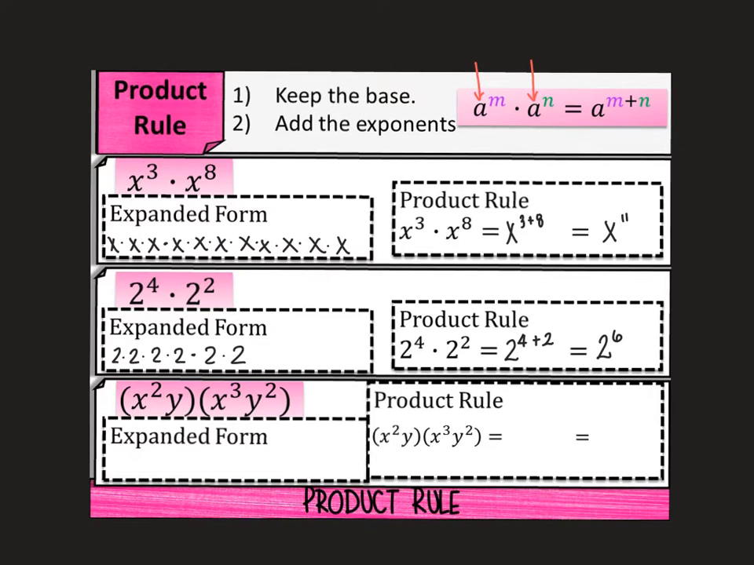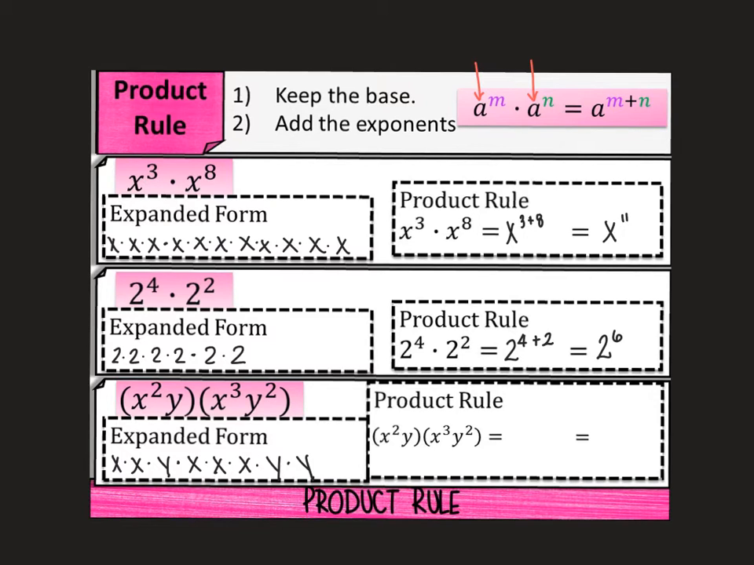This last time, I have x squared, so that's x times x. And then I have 1y, so we'll just carry that down. The next one, I have x to the third, that's x times x times x. And I have y to the second, that's y times y. So there's my expanded form.